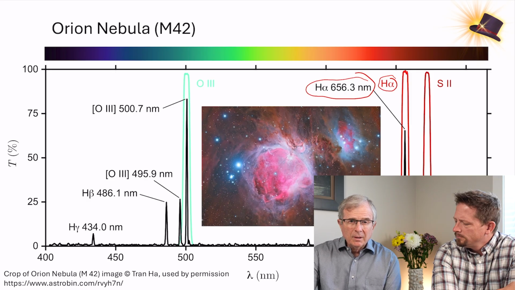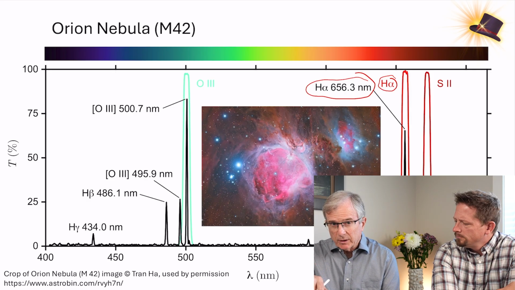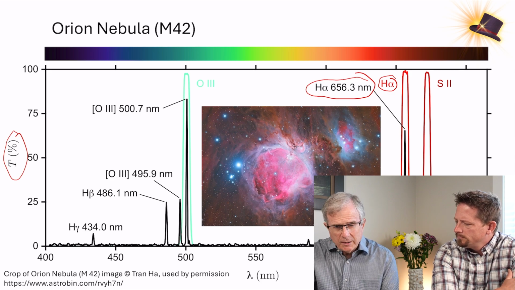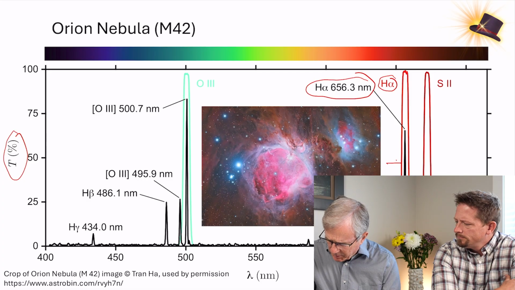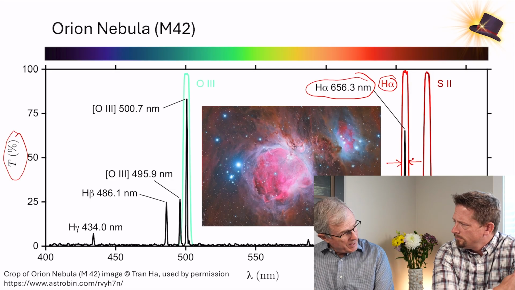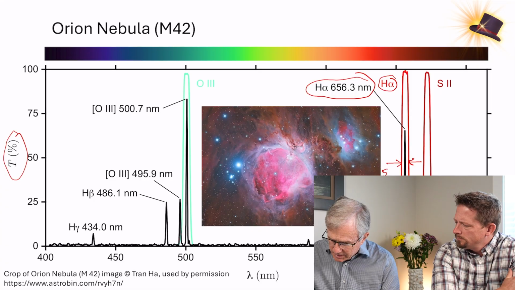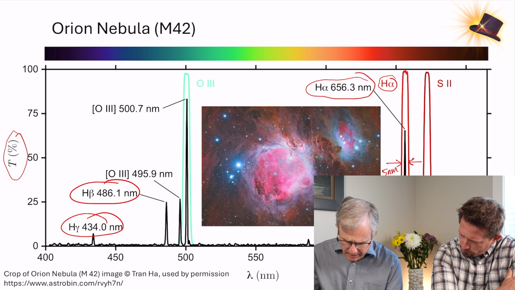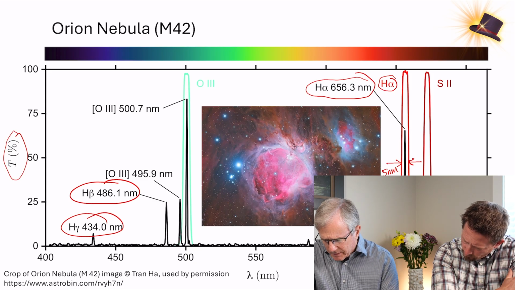Shown here are the spectra, transmittances actually, of Chroma 5 nanometer filters. Let me be clear about that. By 5 nanometers, I mean the full width at half max of this hydrogen alpha filter is 5 nanometers. So that's a hydrogen alpha, and it targets that line. It ignores the hydrogen beta and the hydrogen gamma lines.